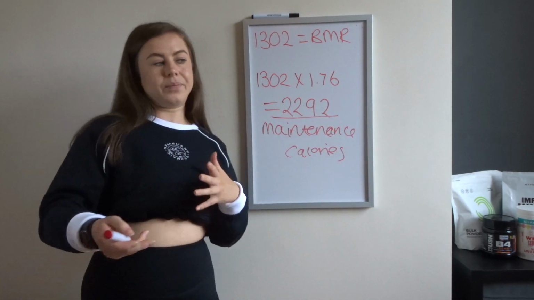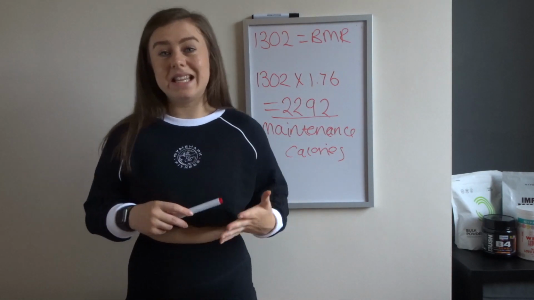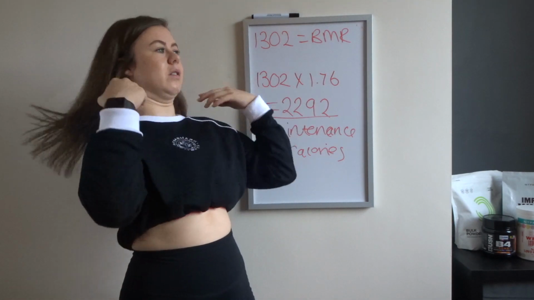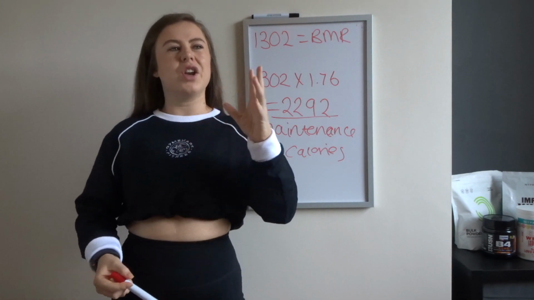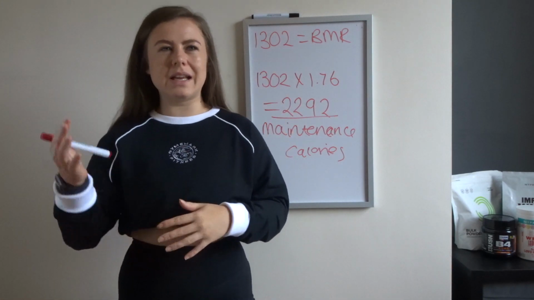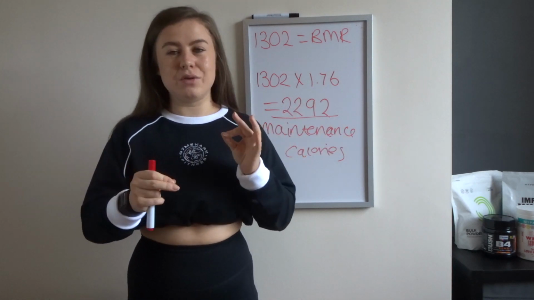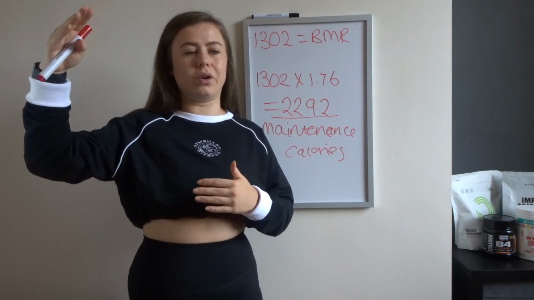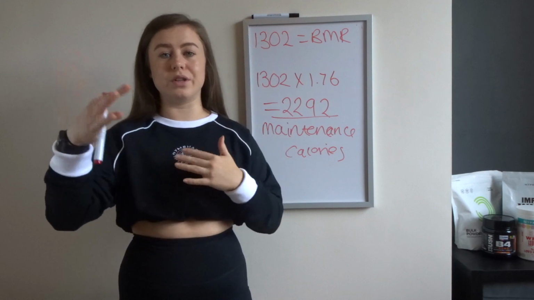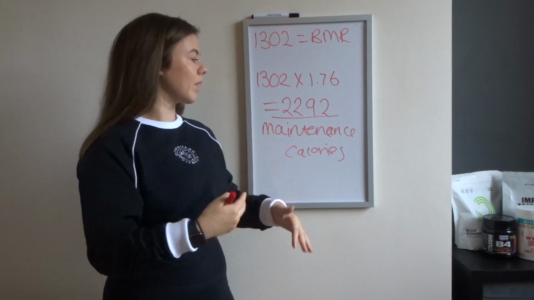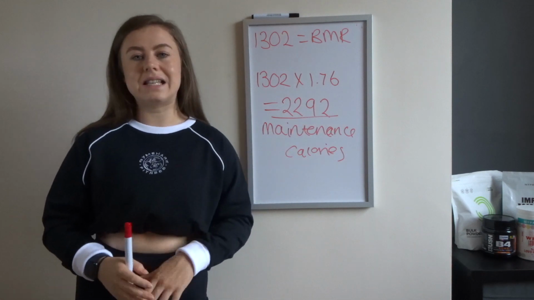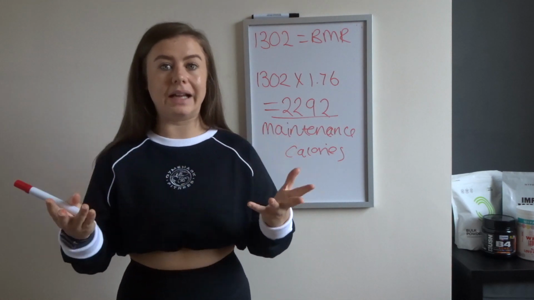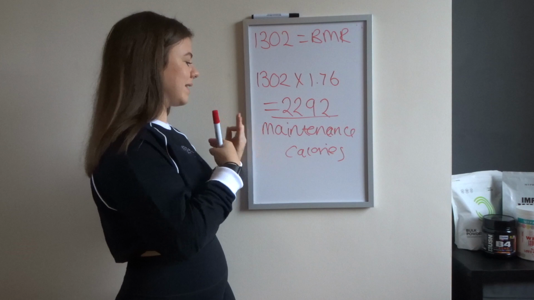Now, I would say this is probably fairly accurate. I think I probably have sat in my maintenance calories around 2,100 probably. So like I said, you have got that leeway of 200 more or 200 less to ensure the accuracy of it. So I'd probably say about 150 less than this, and there is about my actual maintenance calories.